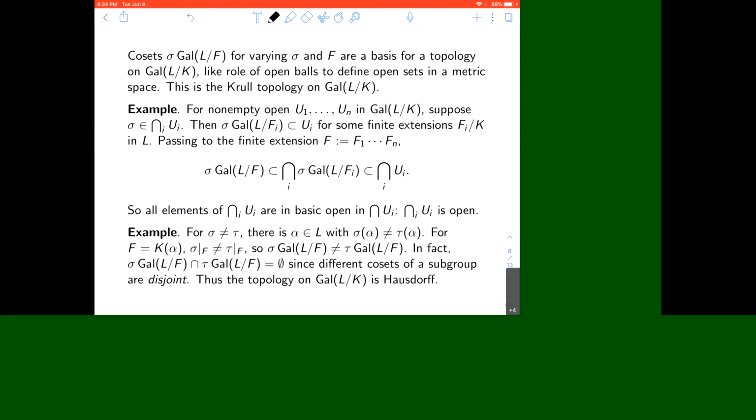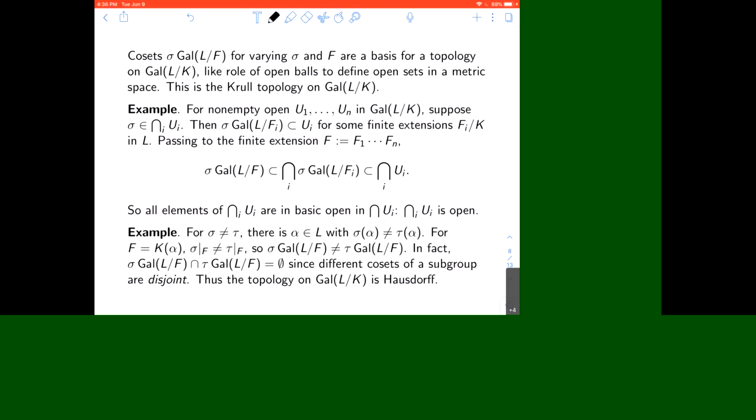But in Euclidean space, open balls are not a subgroup, okay? Still, it's analogous. They're not special cases of the same thing. Well, you can always abstract things in math and make everything a special case of everything else. But anyway, it's a good analogy. You define the Galois groups of L over F to be your basic open sets around the identity, then you slide them around to get neighborhoods, basic open sets of other things, and unions of these are open sets in general.